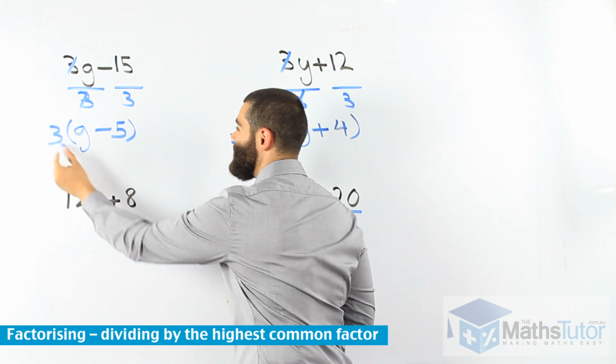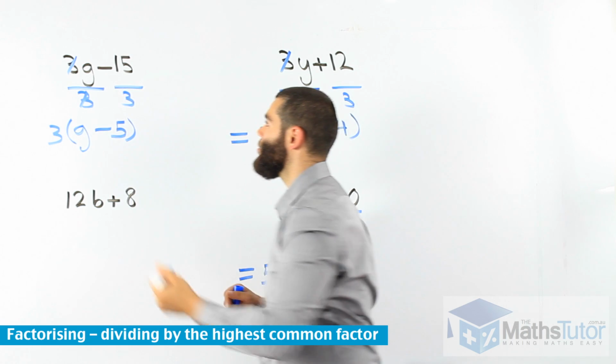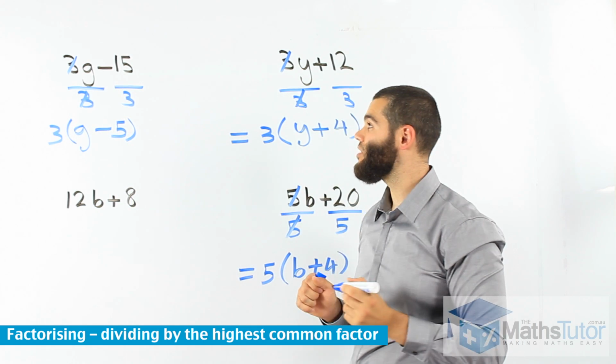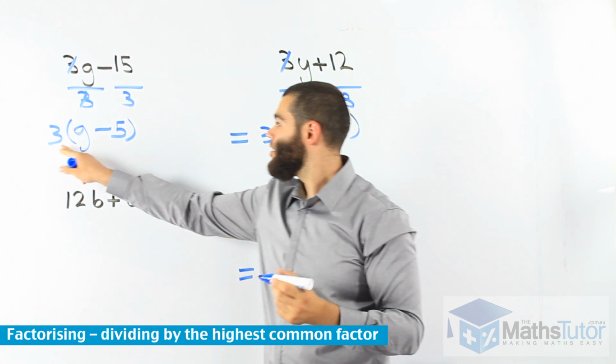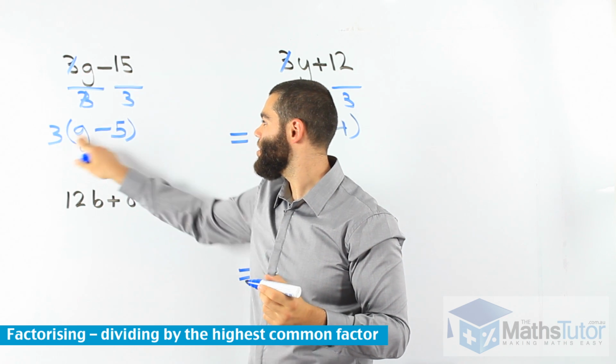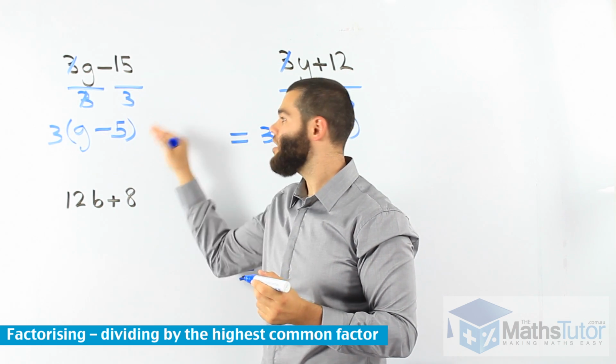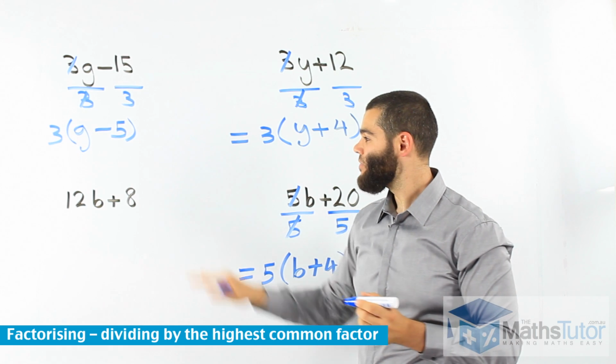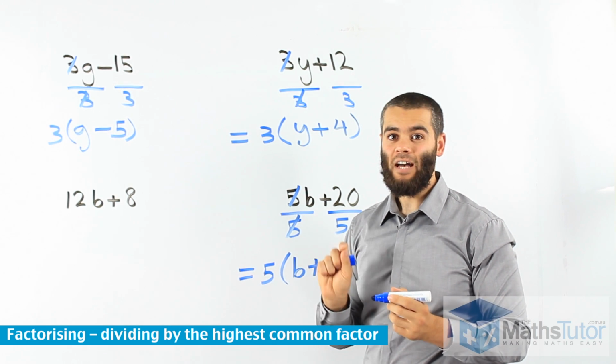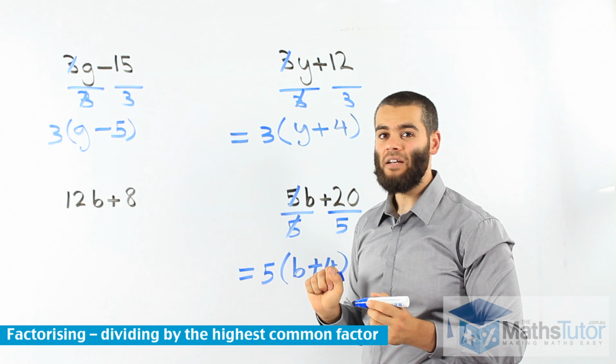Now this is the factorized version of 3g minus 15. Again, you can check. 3 times g is 3g, 3 times negative 5, negative 15. We factorized correctly. Let's do this one as well. Now, again, you try to do this one with me.